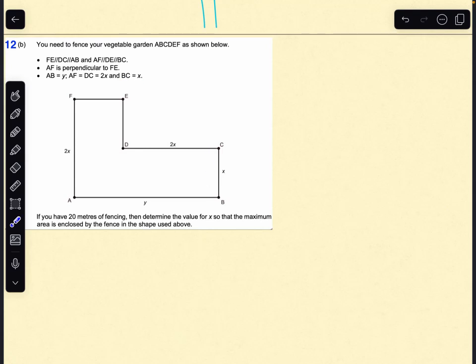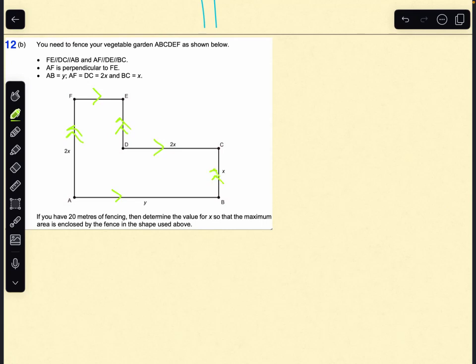Oh, there's also the statement of parallelness that I missed. AF is parallel to DE is parallel to BC. Okay, so before we even get into the details of this question, I'm just going to write the information that we were given here just symbolically.